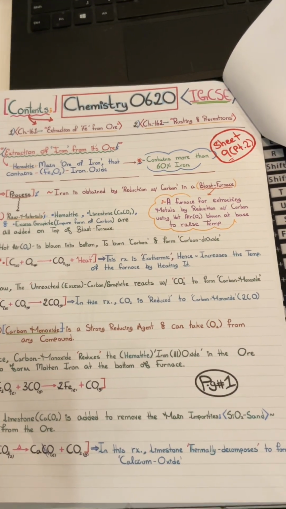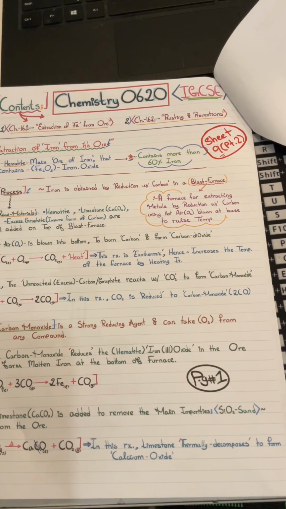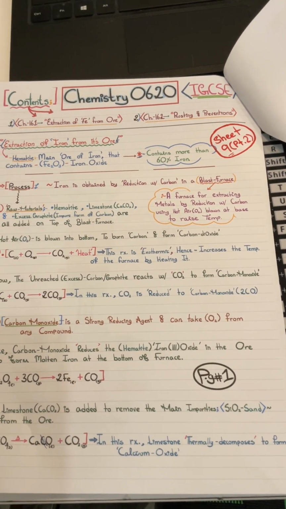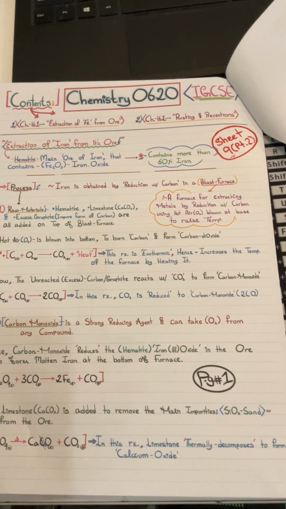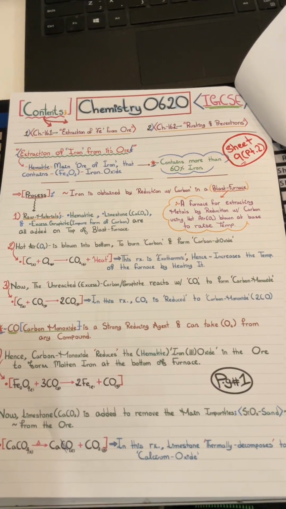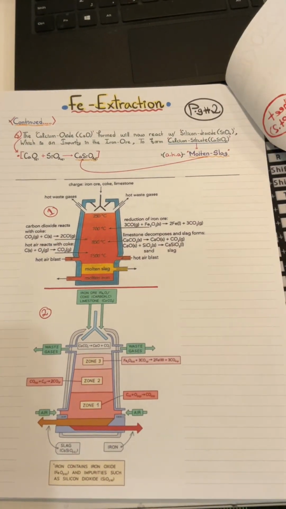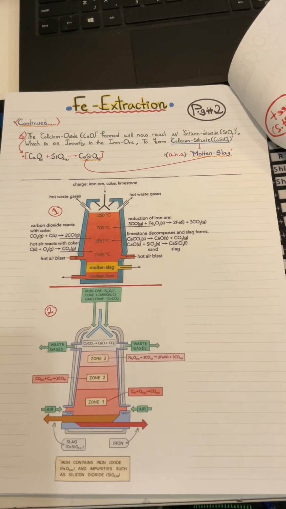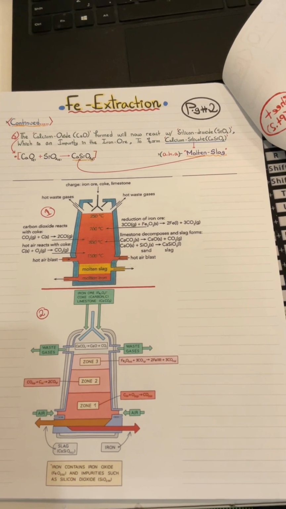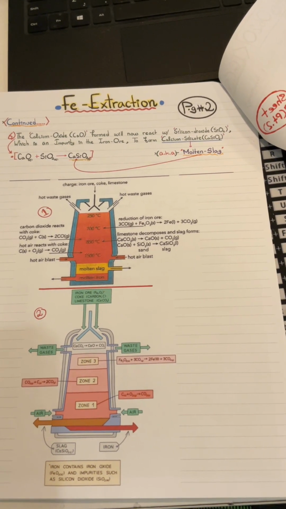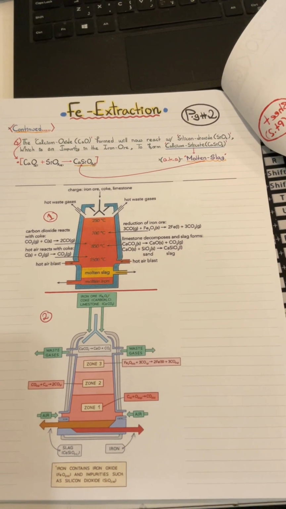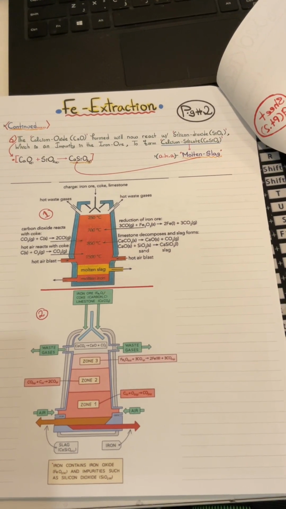Now, limestone that we added, we will add some limestone to remove the molten impurities. We know that carbon monoxide reduced the iron hematite at the bottom of the blast furnace. Now we will add limestone, calcium carbonate. This will remove the impurities, which is SiO2 sand. Okay, so limestone, calcium carbonate will thermally decompose into calcium oxide and carbon dioxide. This calcium oxide will react with silicon dioxide, which is one of the main impurities, and it will form calcium silicate, CaSiO3. CaSiO3 is also known as molten slag. The equation for this is going to be calcium oxide plus silicon oxide will give CaSiO3.